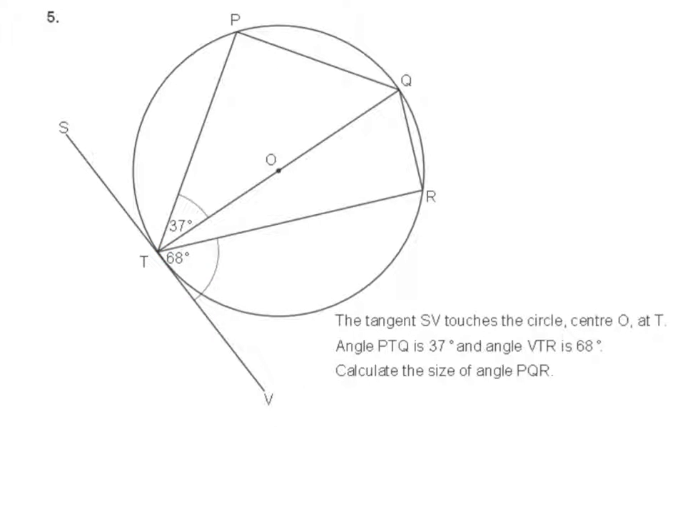Angle PTQ, which is this one here, PTQ, is 37 degrees, and angle VTR is 68, so VTR, that's this one here, it's 68 degrees. We're then asked to calculate the size of angle PQR, so PQR means this angle here. So we'll draw this one in since this is the one that we're looking to find.